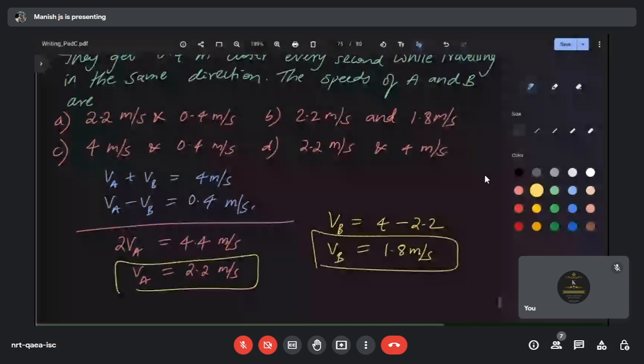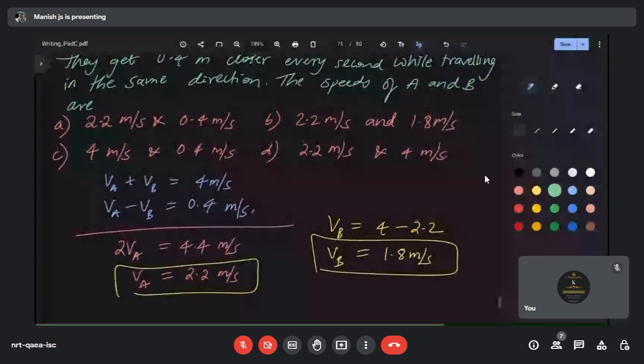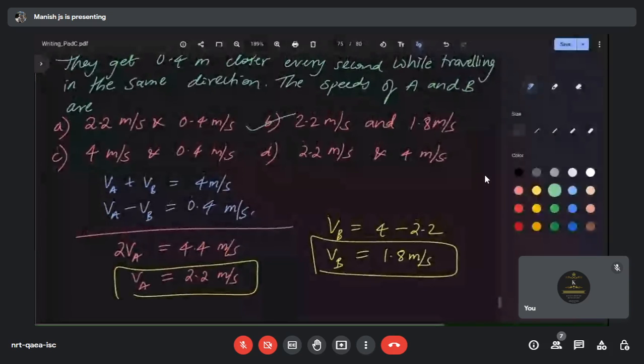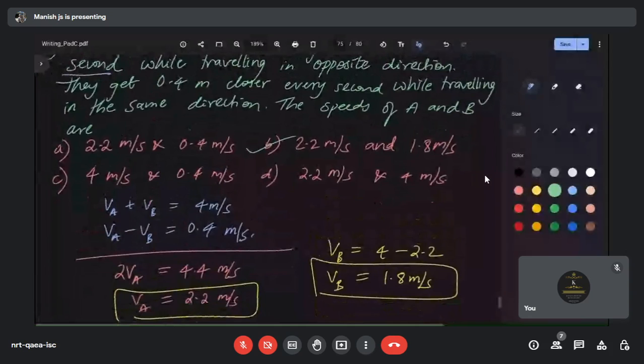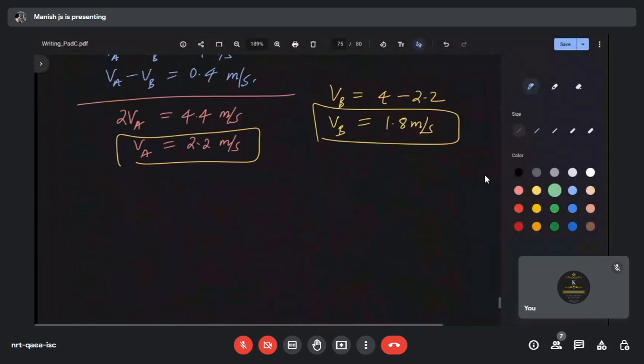புரிஞ்சுதுங்களா? So this is how you solve this question. So which is the answer? Option B. Yes, option B is correct. சரிங்களா? So this is a question based on the application of relative velocity. சரி, we'll go to the next model.